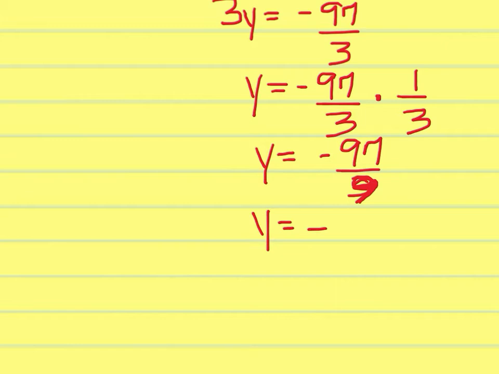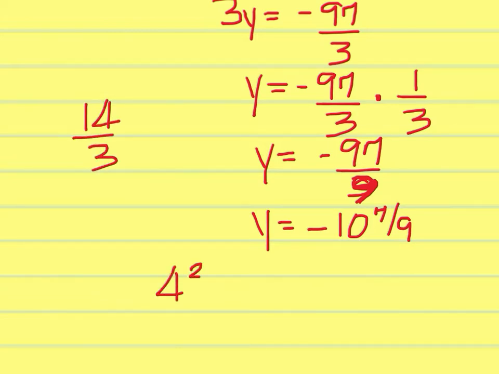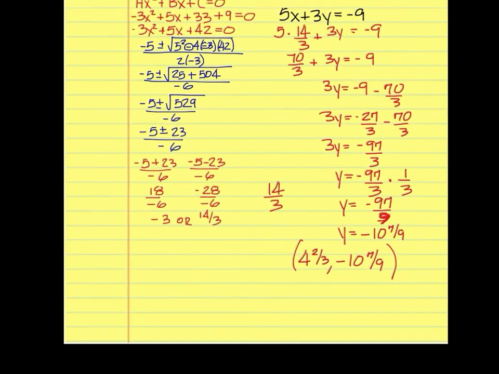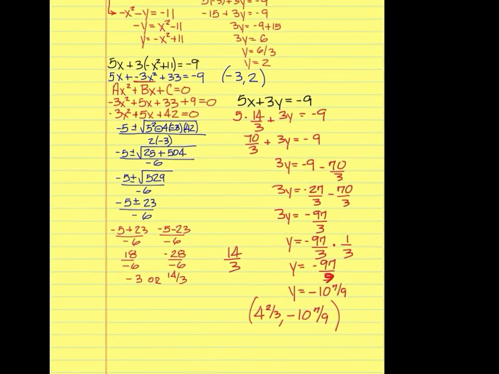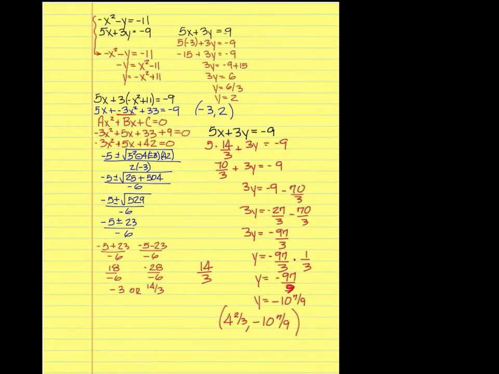9 goes into 97 10 times with 7 left over. So remember, we put in a 14 over 3. As a mixed number, that's going to be 4 2/3. We got back a negative 10 7/9. So that is your other solution. Here is all of the work that you should show for this problem. Solution 1, Solution 2.